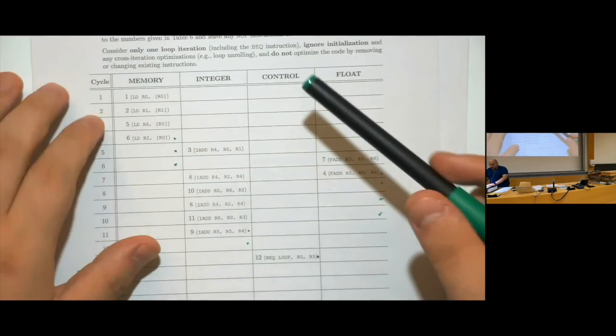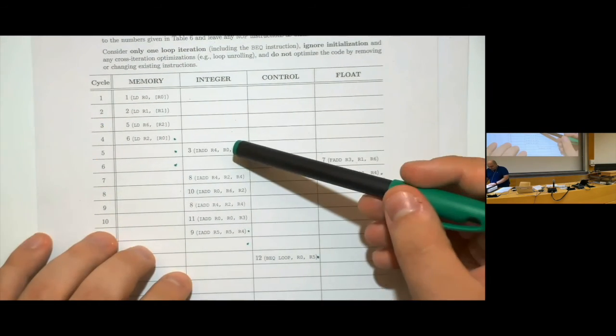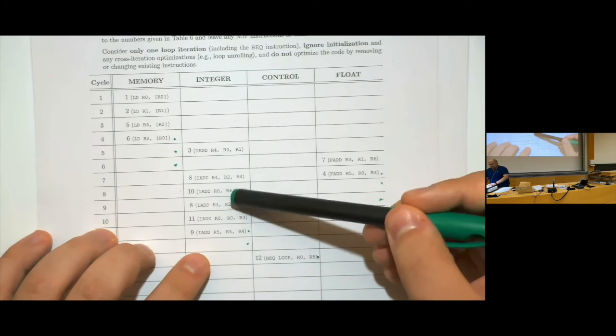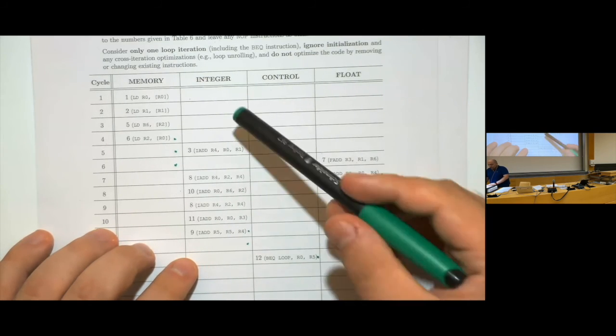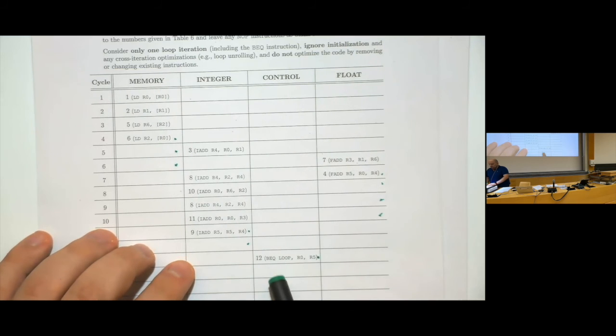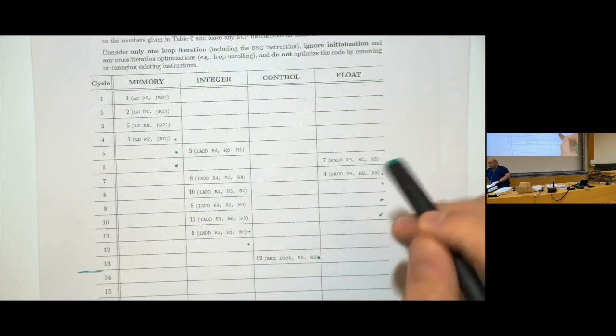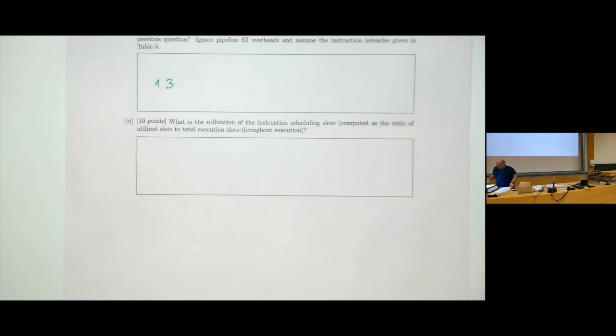Okay, in this case, we are asked to compute it as the ratio between the utilized slots and the total slots that we had. So how many did we use? We used 4 here, then 1, 2, 3, 4, 5 here, right? Note that here one of the instructions is duplicated. So 4 plus 5 is 9, then plus 1 here is 10, plus 2 here is 12. So there's 12 slots that we used.